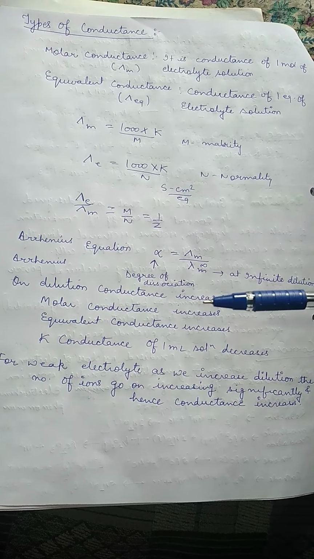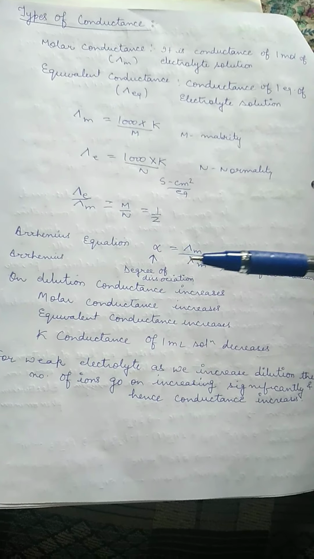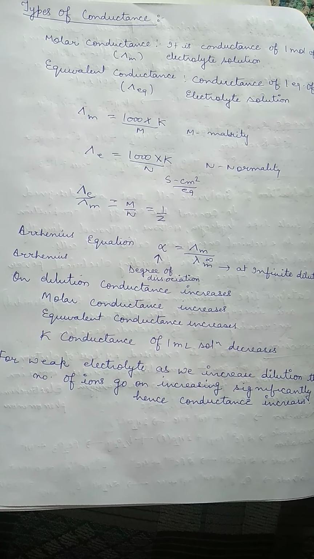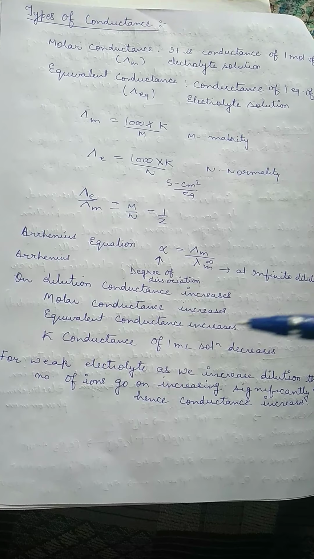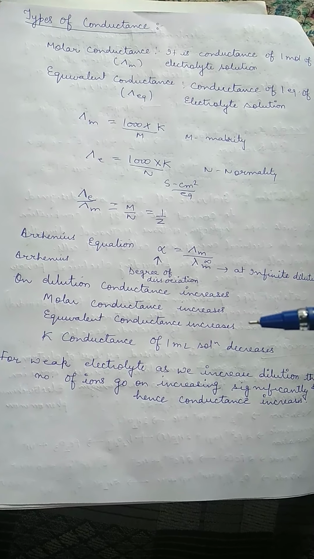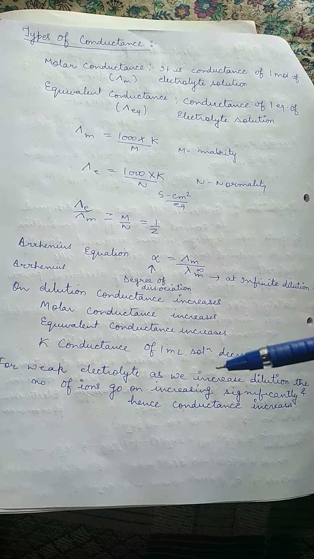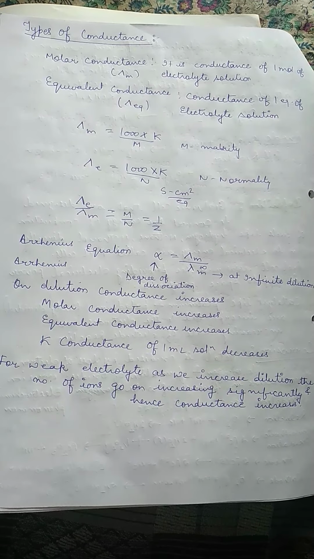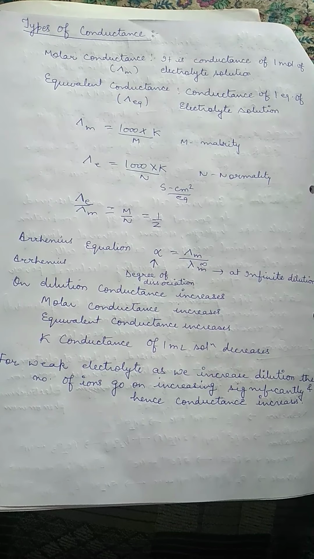So what happens when you dilute the concentration of the electrolyte? The conductance increases because the number of ions increases. Molar conductance also increases. Equivalent conductance also increases. But kappa, the conductance of 1 ml solution, decreases. For a weak electrolyte, as we increase the dilution, the number of ions goes on increasing significantly, so conductance increases. So this is the basic concept of conductance. You can take a snapshot.